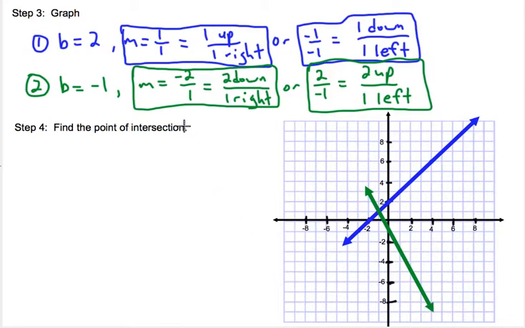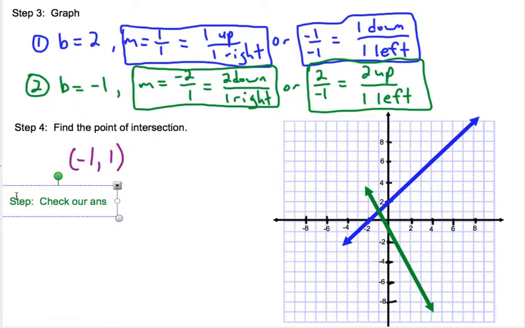So our point of intersection is step 4, find the point of intersection. So it looks like it is at negative 1, 1. So I think it's at an x-coordinate of negative 1 and a y-coordinate of positive 1. And then step 5 is to check our answer. Oftentimes, step 5 can be done mentally. Not every time, but it can often be done mentally.